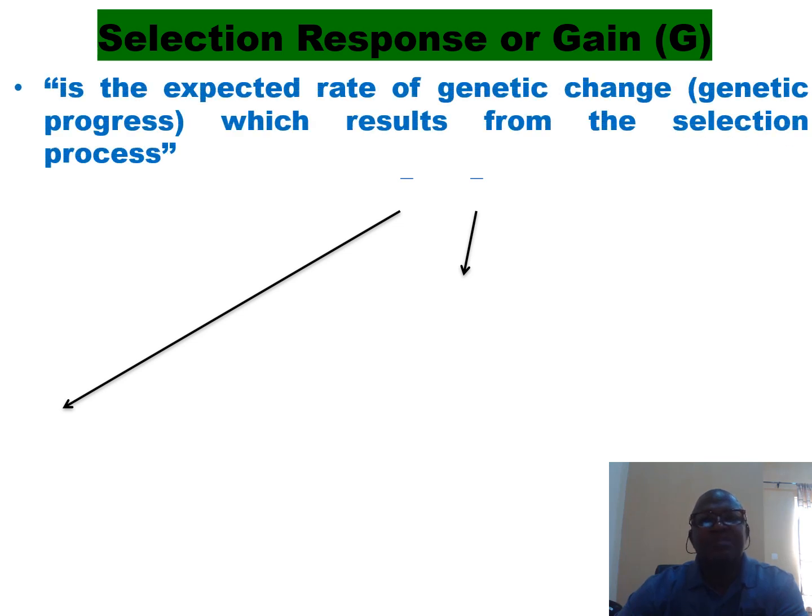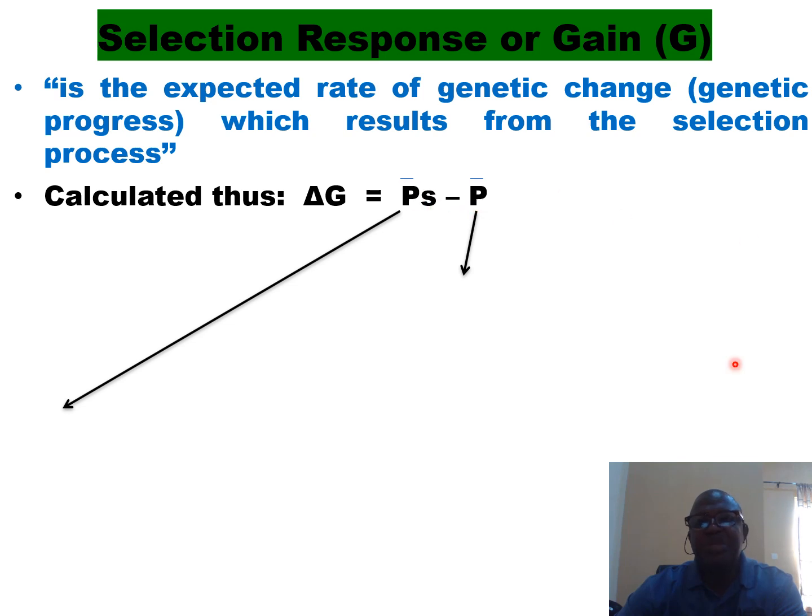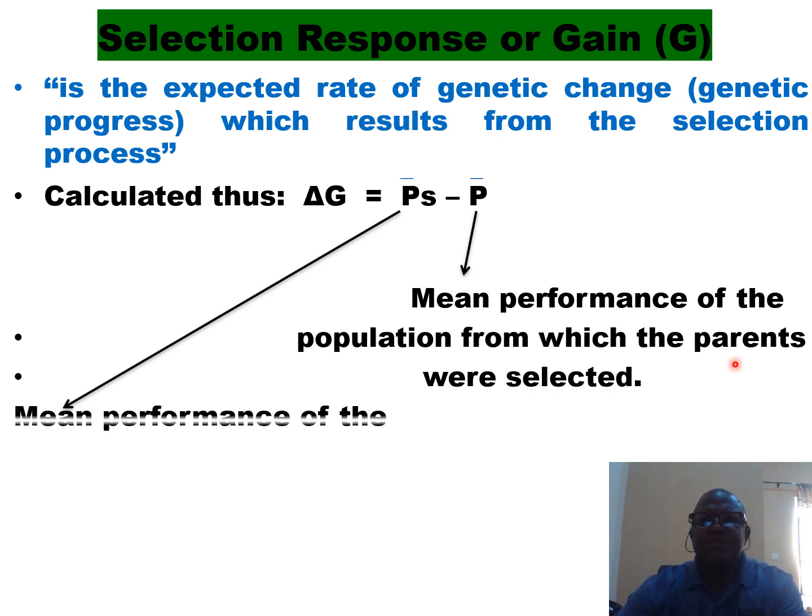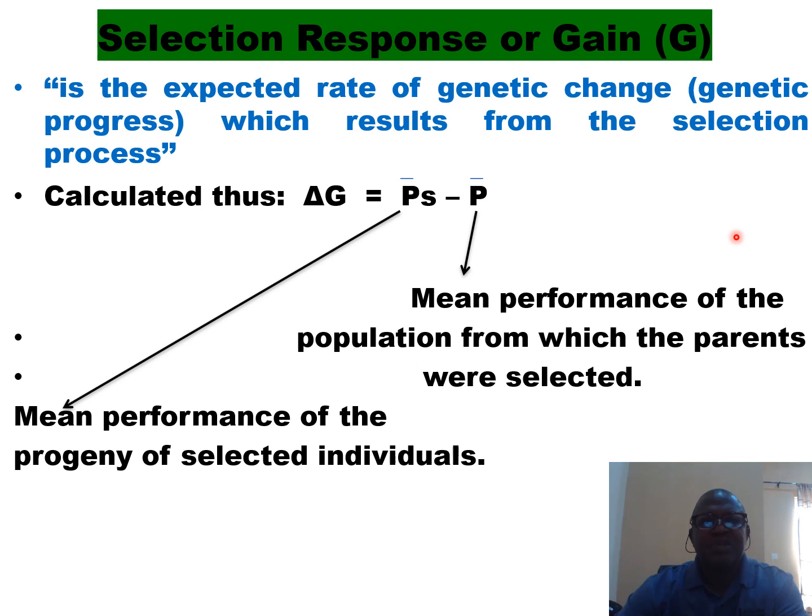Now this is defined as the expected rate of genetic change, or what we may call genetic progress, resulting from the selection process. It is calculated using this formula: delta G, that is change in gain or response, is given by bar PS minus bar P, where bar PS is the mean performance of the progeny of selected individuals, and bar P is the mean performance of the population from which the parents were selected.